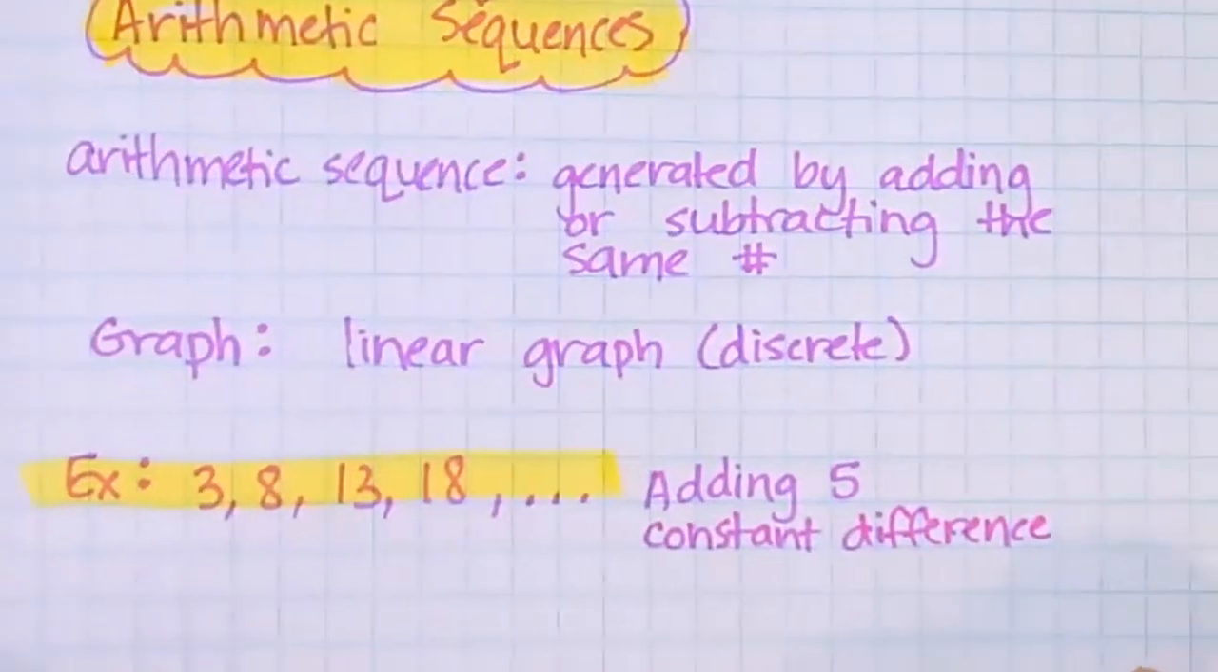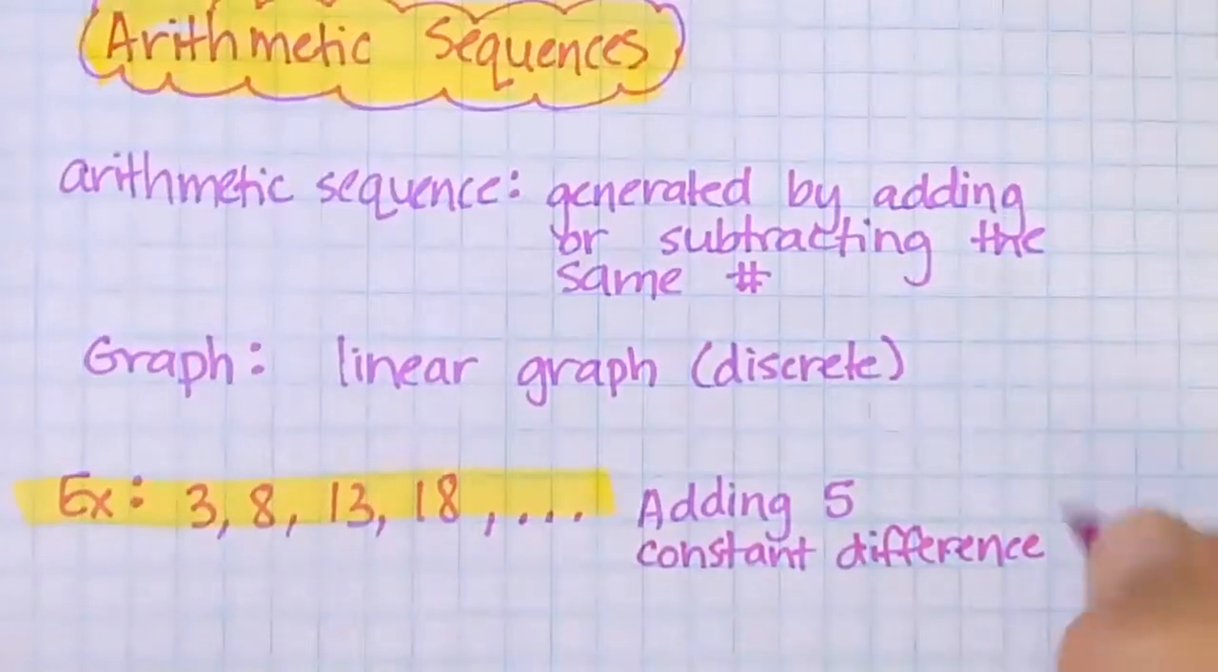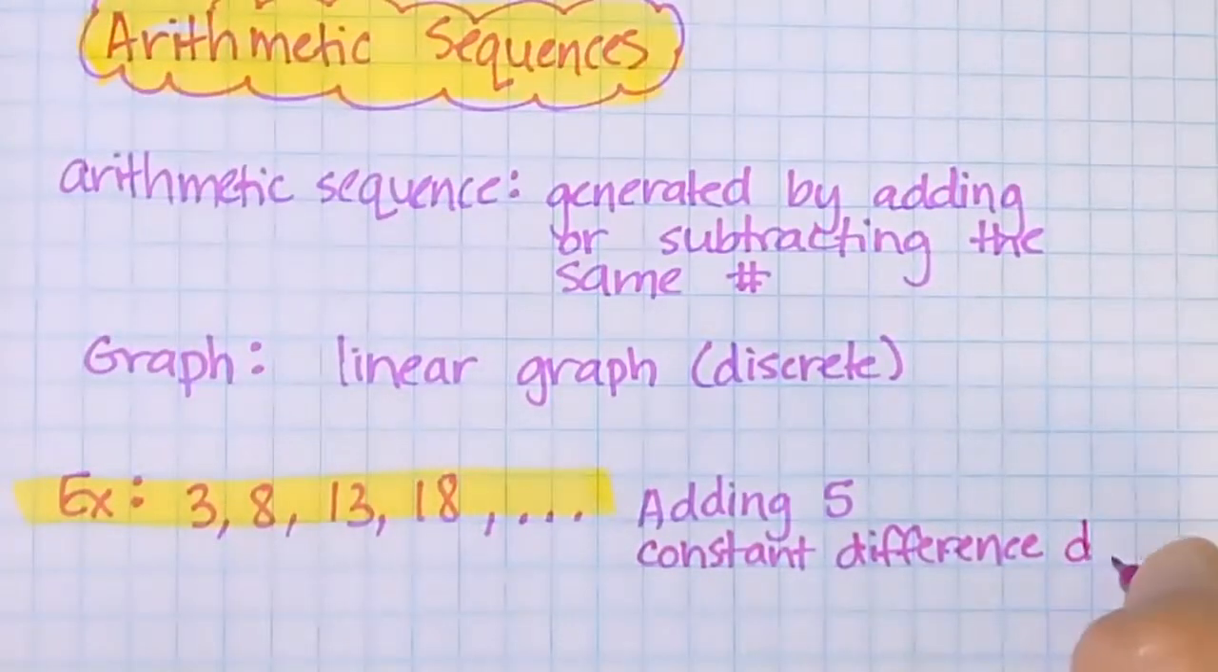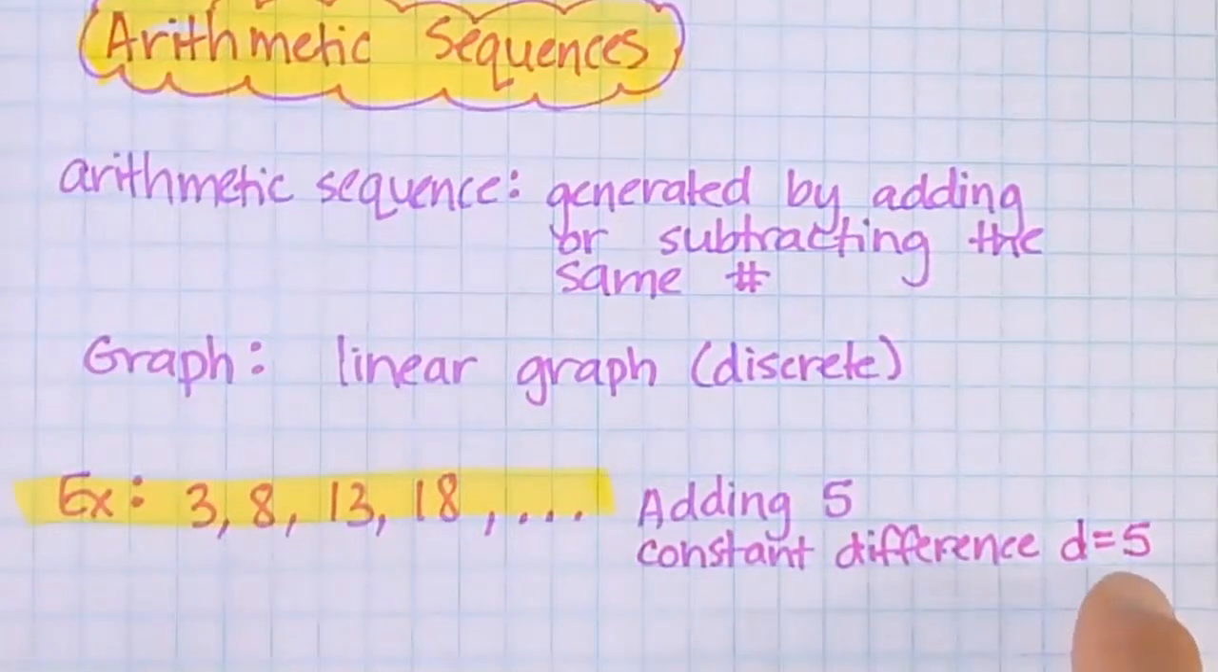Again, today we didn't actually have to do any of this, but I just want to start the notes. And so we call that D, and we're going to say D is equal to 5. And it's a positive 5 because I'm adding 5. If I was subtracting 5, I would have put a negative 5 here.